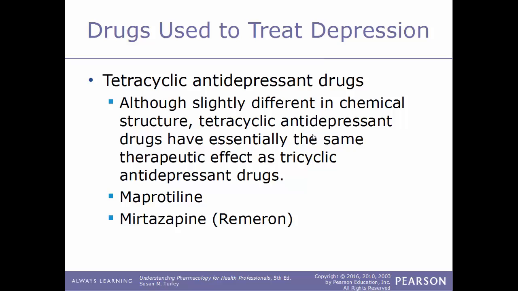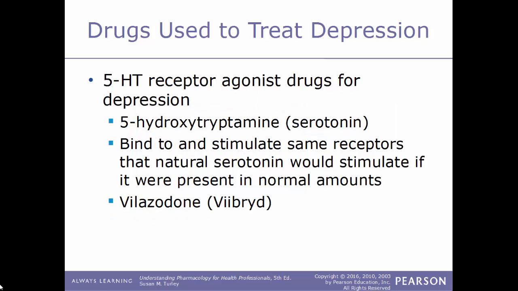And some examples of this category of drugs would include maprotiline and also mirtazapine, also known by its trade name Remeron. Another category of drugs that are used to treat depression are 5-HT receptor agonist drugs. Now, the 5-HT references serotonin receptors, and the formal name here is 5-hydroxytryptamine. And these agonist drugs will bind to and stimulate the same receptors that natural serotonin would if they were present in normal amounts.